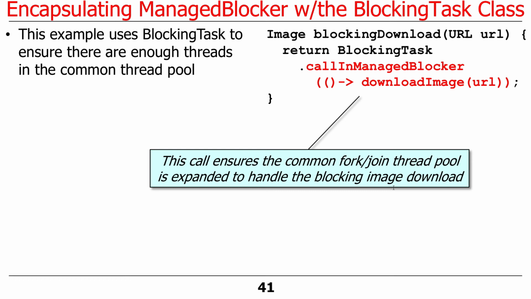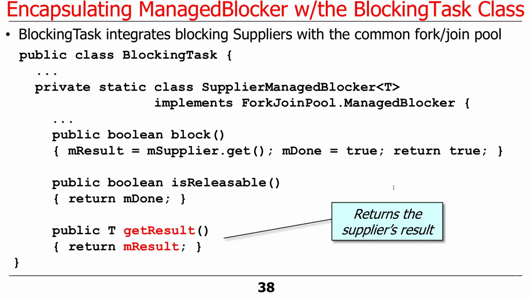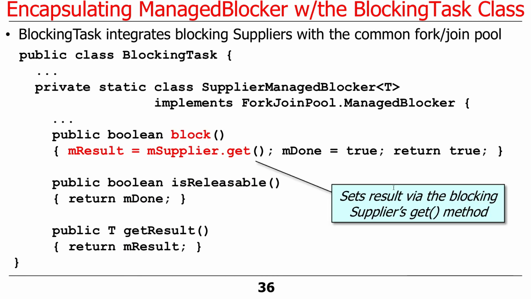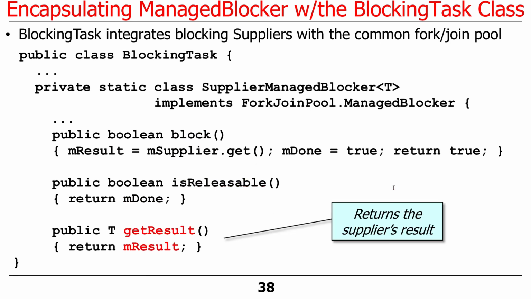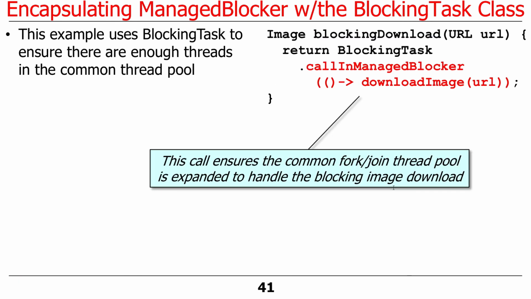So this will ensure that the common fork join thread pool is expanded to handle the blocking image download. So all we have to do is just give it a supplier. This is just the supplier lambda, right? That's just the download image. That's what's actually going to be used when the get method is called here. When supplier.get is called, that will end up triggering this supplier lambda that was given here.